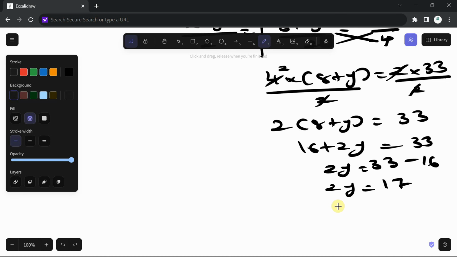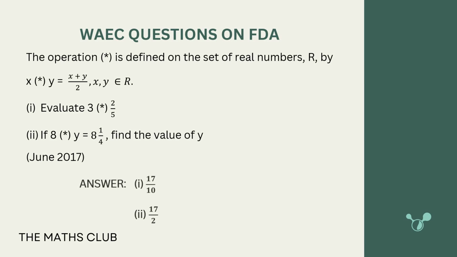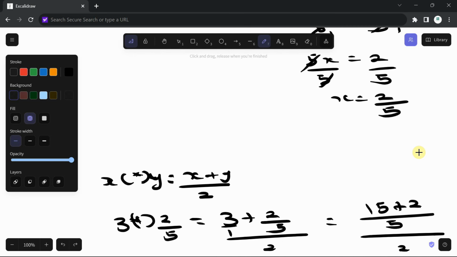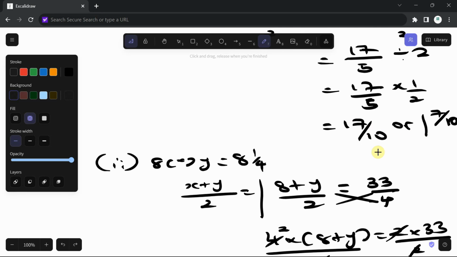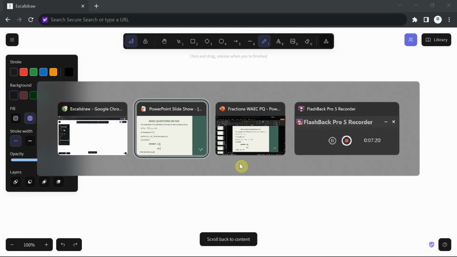So if I want to make y stand alone, I'll divide both sides by 2. So my y is equal to 17 divided by 2, or 8 and 1 over 2. Let's check our answer. So we have 17 over 10 and 17 over 2. If we compare with what we had here, we had 17 over 2 and 17 over 10. Great. So let's go to the next question.